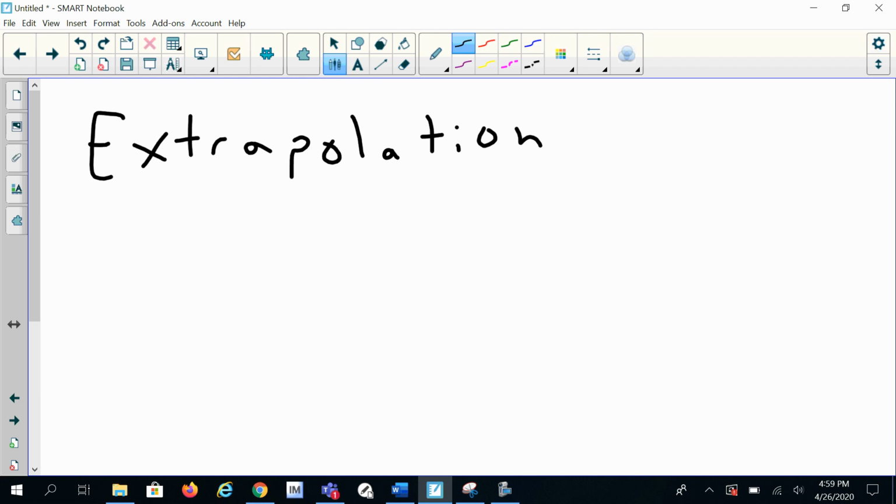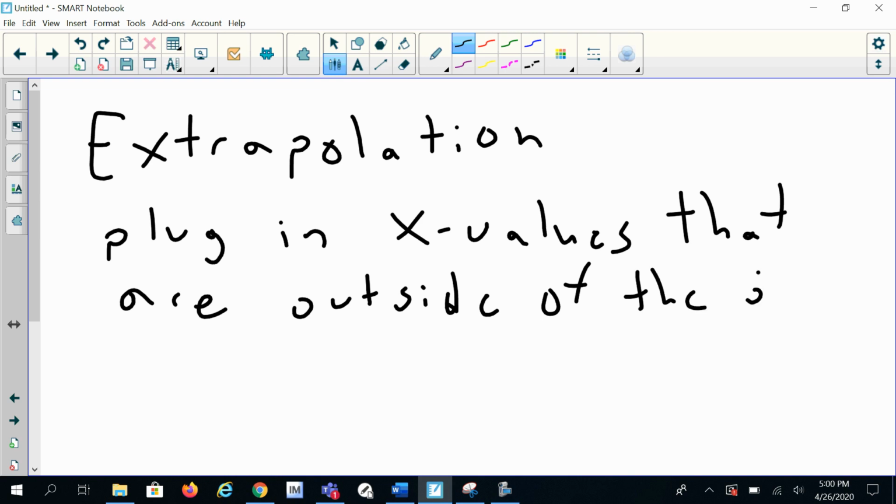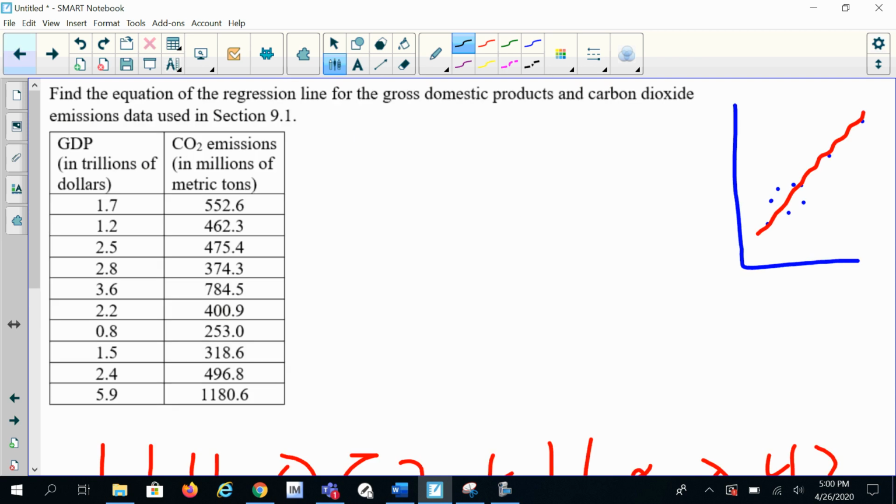Extrapolation is where you plug in X values that are outside of the data values. I'm going to show you using the last example. So let's say, for the GDP one at least, I'll go back to that.